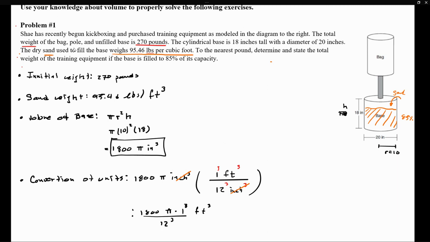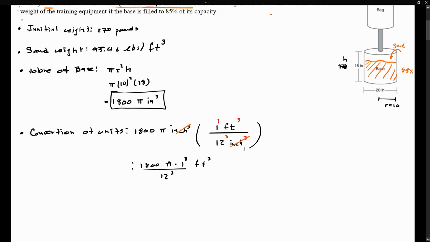And I notice that I have everything in feet cubed, which is exactly what I needed for me to use the units that are given to us for the sand. But if we simplify this, and again, you can double check with your graphing calculator, if you get 1,800 times 1 and you divide it by 12 to the third, this is going to be equivalent to just 25 over 24 pi. And again, the units just carry over.